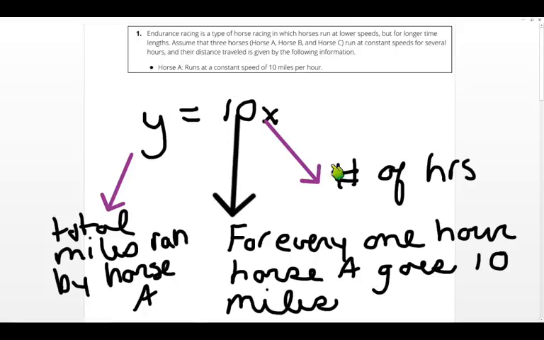I also want you to label that x represents the number of hours. The 10 is the constant of proportionality. It means for every 1 hour, horse A goes 10 miles, and the y represents the total miles ran by horse A. So you need the equation, and you need all 3 of these labels. You can pause the video if you need to.